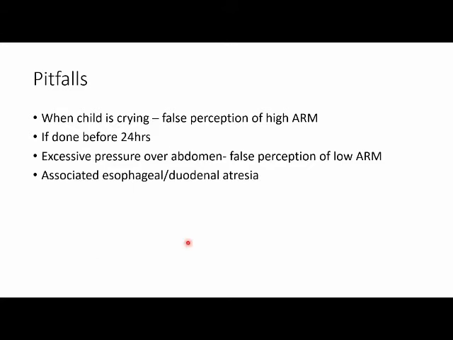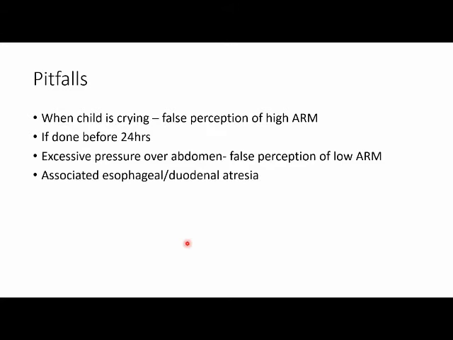And the most important thing is that you need to give time for the gas to reach the distal part of the bowel. There should be abdominal distension for us to take a proper film. This happens usually in 18 to 24 hours' time. So if you do the CTPL before that time, again you will get a wrong result. So you need to wait for doing a CTPL. And excessive pressure on the abdomen also gives a false perception of low ARM.